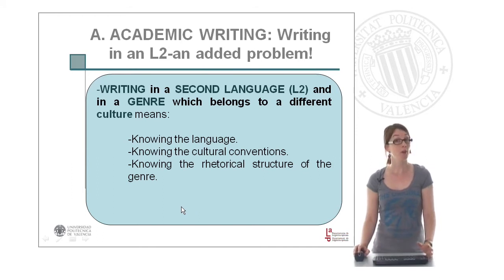Right, now we have what I call an added problem, which is sometimes, especially if you are attending my courses, you will have to write in a second language. And sometimes you will have to write in a genre, remember, in a type of text which belongs to a different culture. In these situations, you have another problem because, first, you need to know the language, in this case English. You also need to know the cultural conventions of the language. And finally, you need to know the rhetorical structure of the genre. This means the different parts and the purpose for each part.